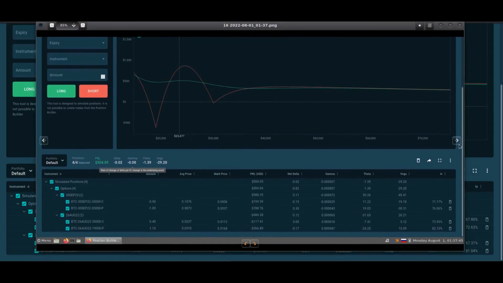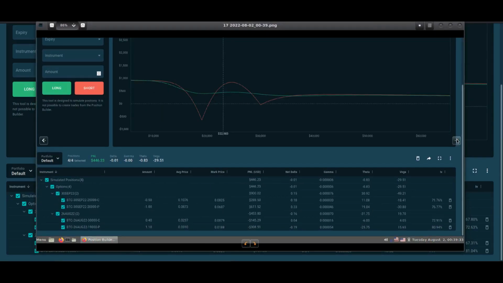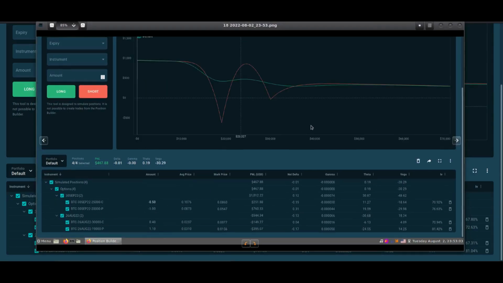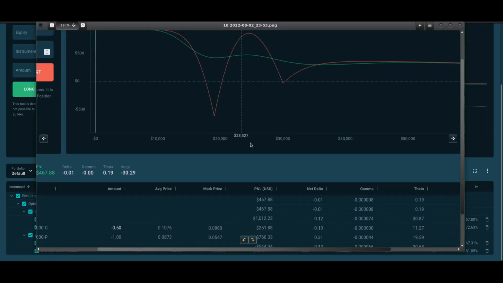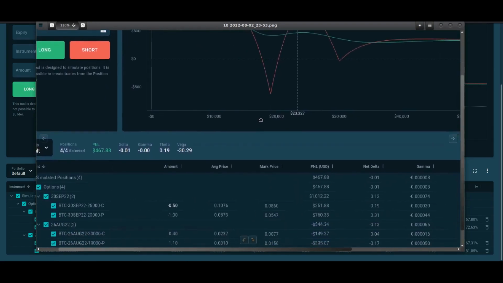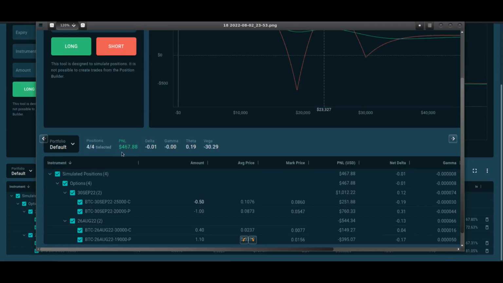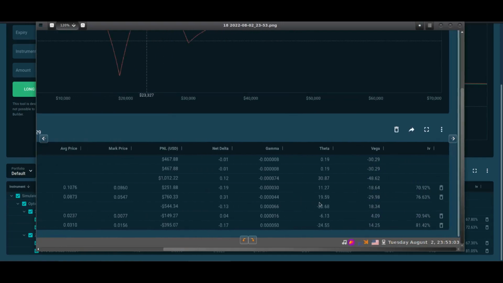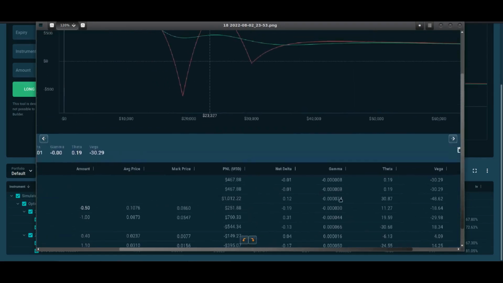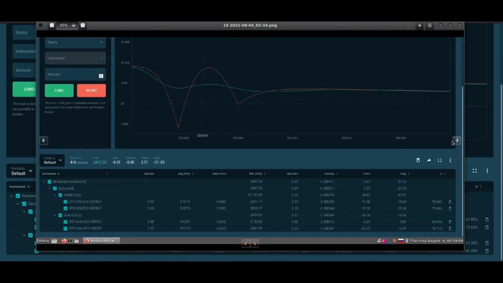557 bucks, but it's not absolutely the top result. Okay, here again we have 23,300 underlying asset, and we have PNL 467. So that's how the invisible power of volatility works, and we can see volatility was increased again. Okay, moving next.